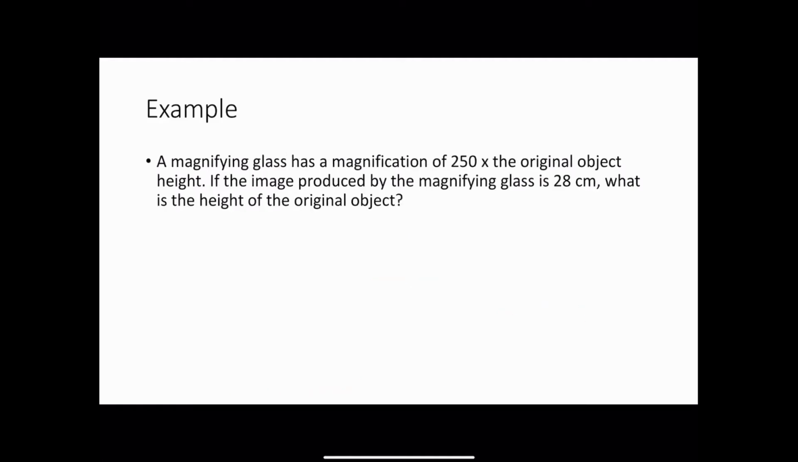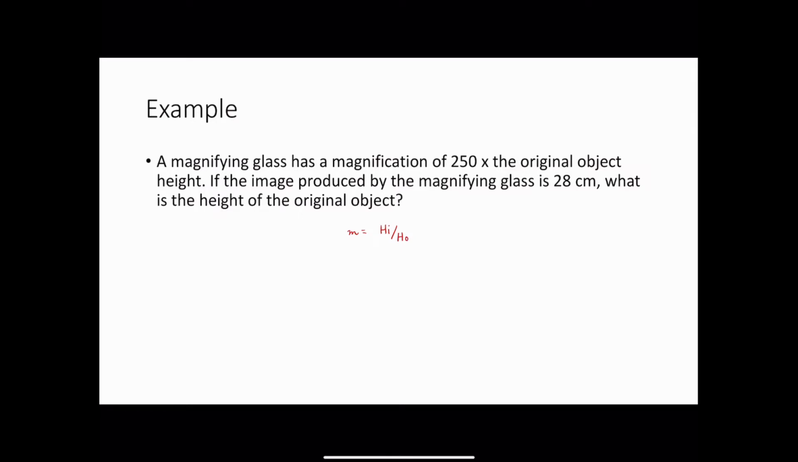Final example. It's a little bit of a different example. Let's have a look. A magnifying glass has a magnification of 250 times the original object height. If the image produced by the magnifying glass is 28 centimetres, what is the height of the original object? Again, I start off in exactly the same way as I previously have, so I write down my equation. M equals HI over HO.